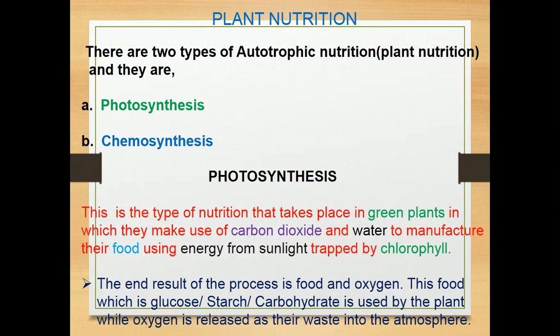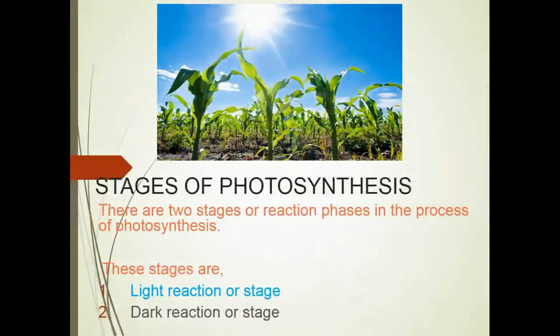Now, the end result of the process is food and oxygen. The meaning is that at the end of this process, food and oxygen will be produced. The food, which is glucose, also called starch or carbohydrate, is used by the plant, while oxygen is released as waste into the atmosphere. Now this is the image of plants exposed to sunlight, and as this is done, photosynthesis will be taking place.